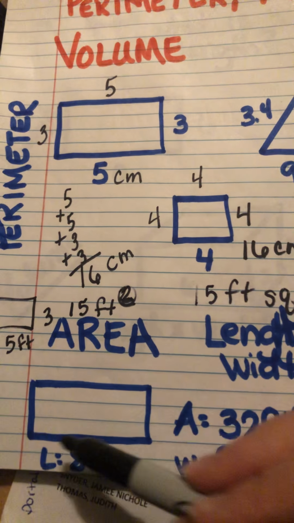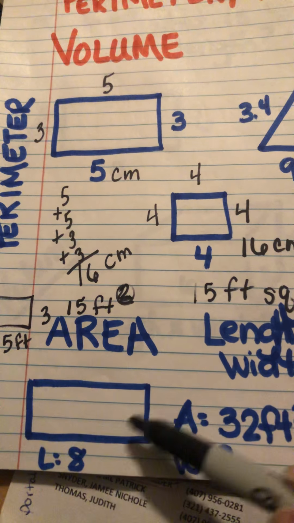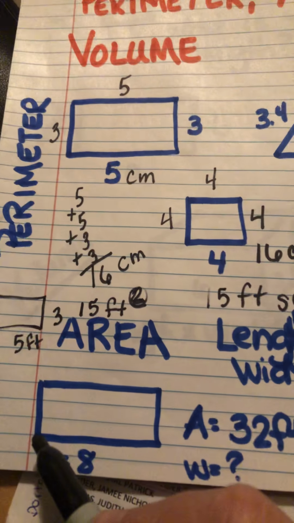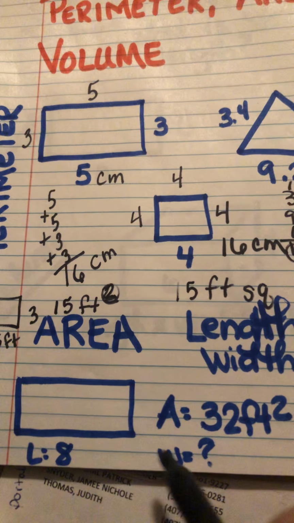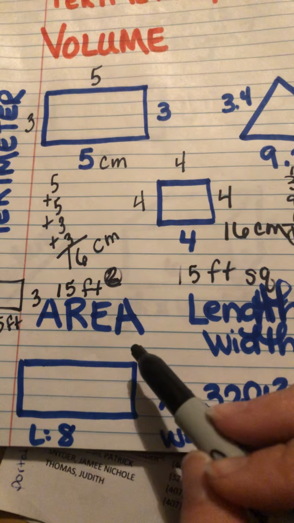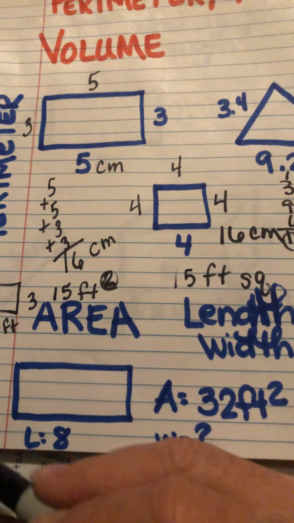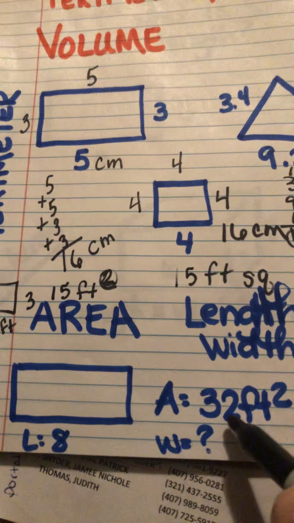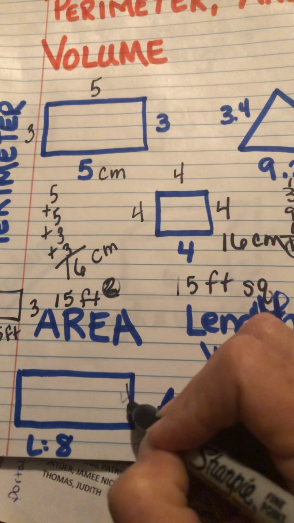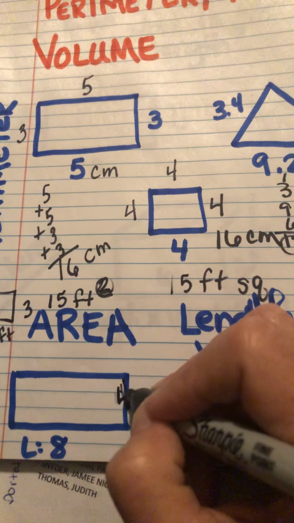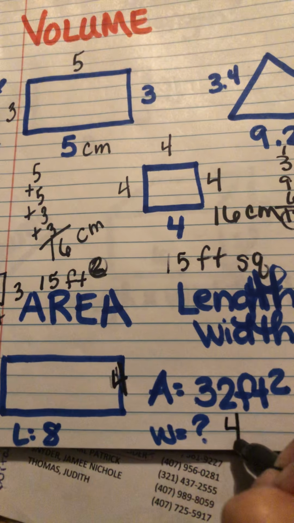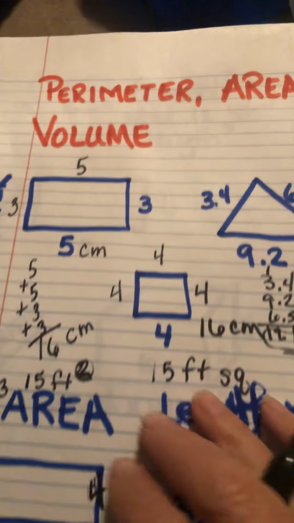If I tell you that the area of this rectangle, the whole inside surface area, is 32 feet squared, and I tell you the length is 8, and I want to know what the width is, well, I know that length times width gives me area, so 8 times something gives me 32. I can figure out the missing side by saying 8 times 4 is 32. So that means that if the length is 8, the width is 4. That's more like the way the GED might ask you a question.